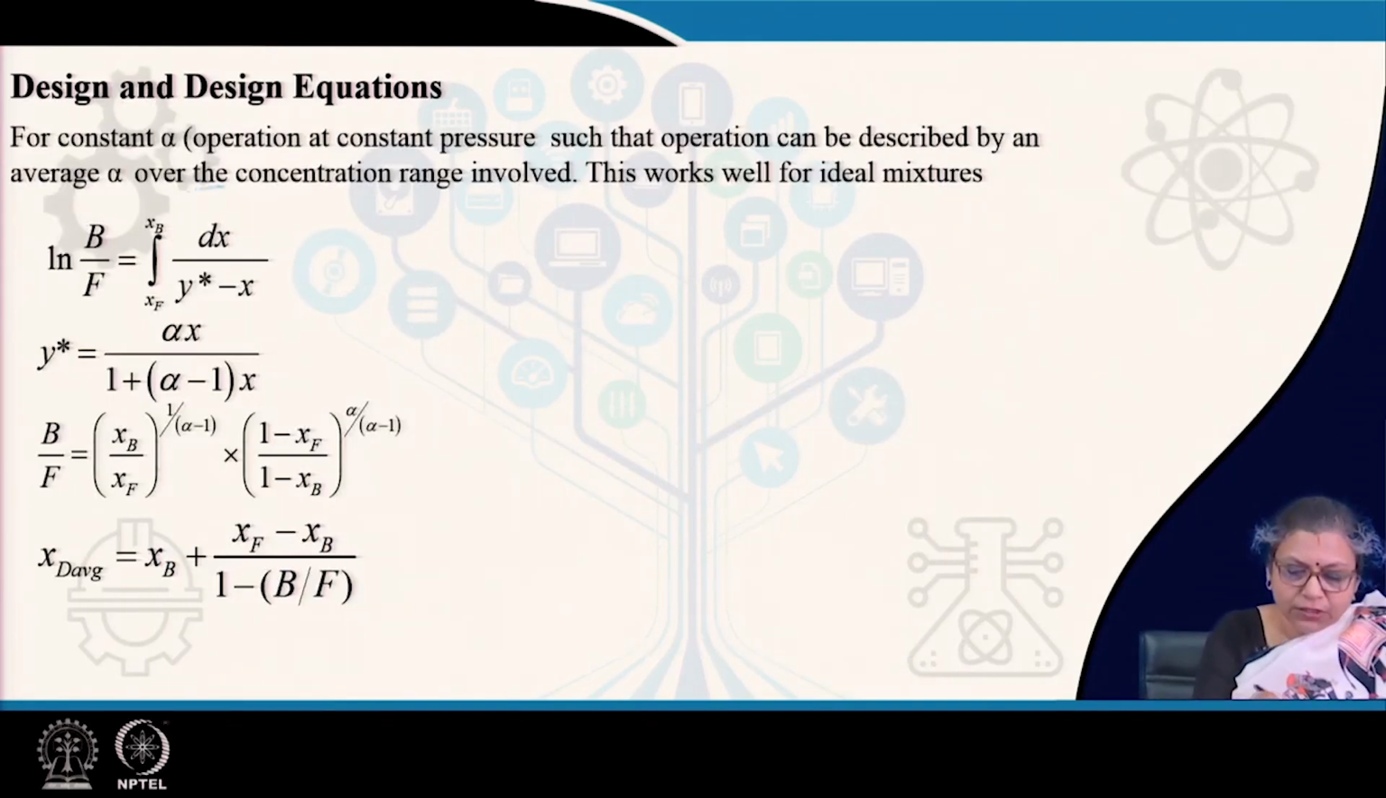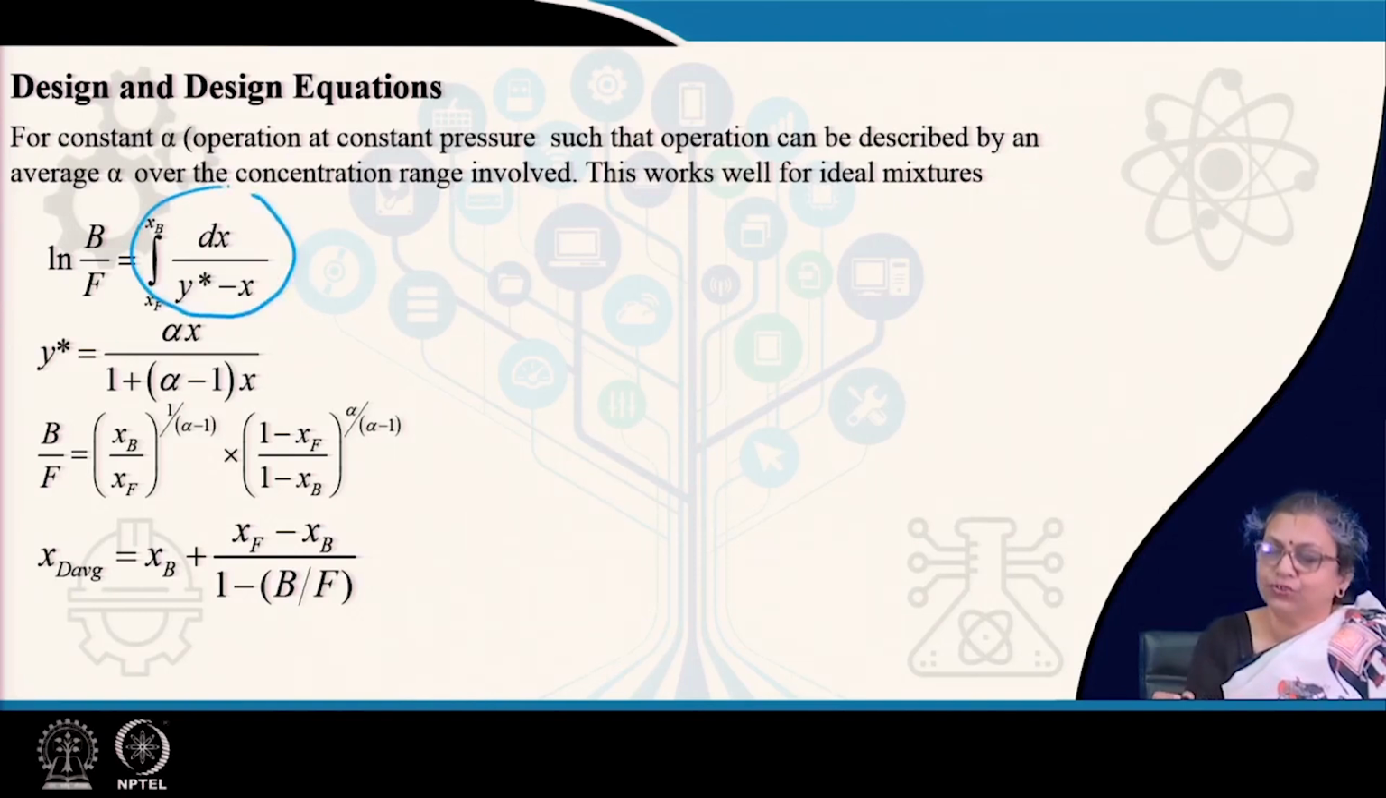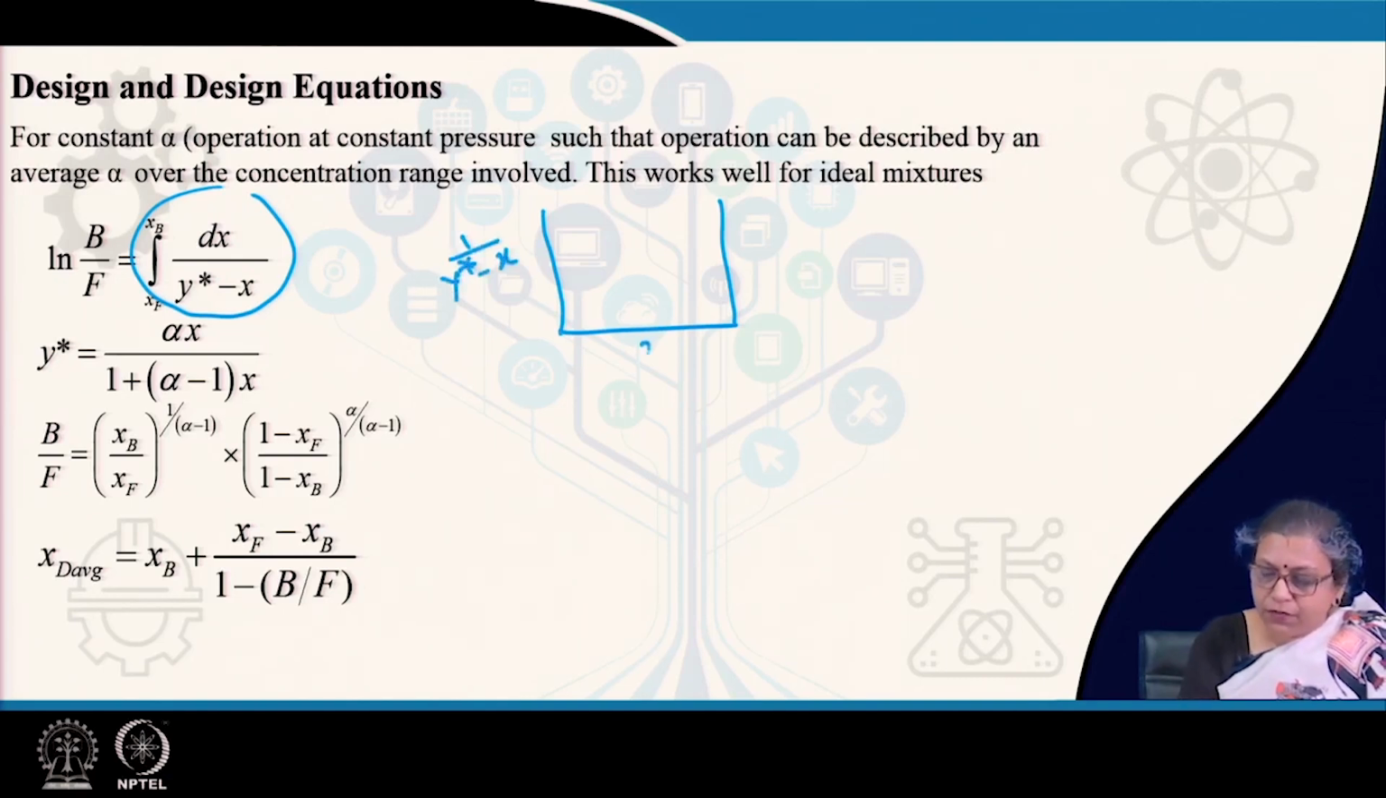So, now in order to perform this graphical integration, what can you do? We have already the equilibrium data with us. So, for each particular equilibrium data, we can find out 1 by y star minus x. We plot it as a function of x. Maybe we have got some sort of a plot, and to perform the graphical integration, we need to perform it from xF to xB. So, we can find out the area under the curve, and from there we can find out B, provided F is given.